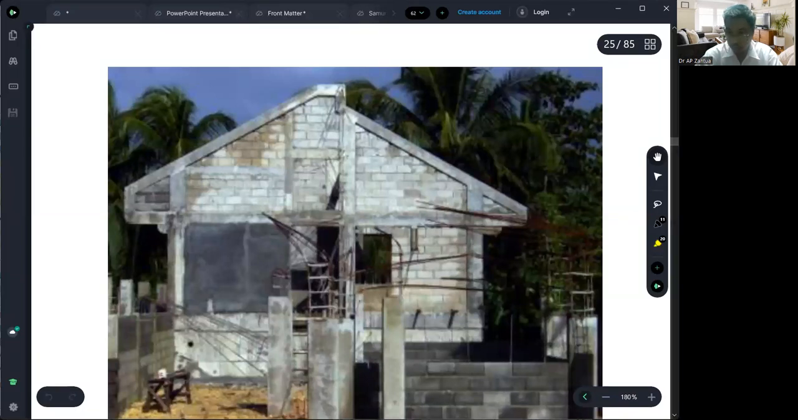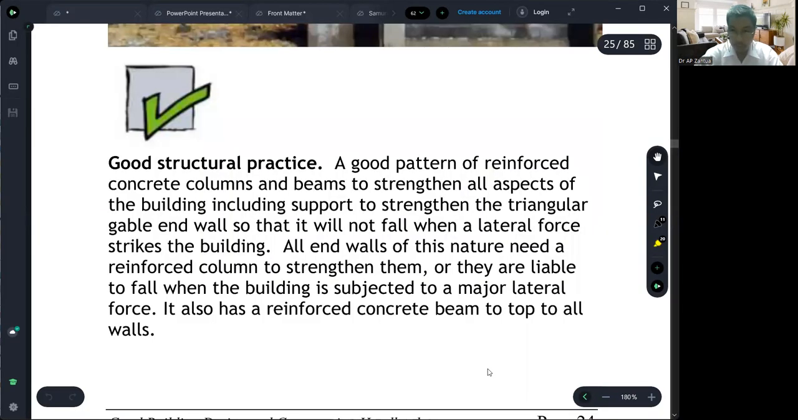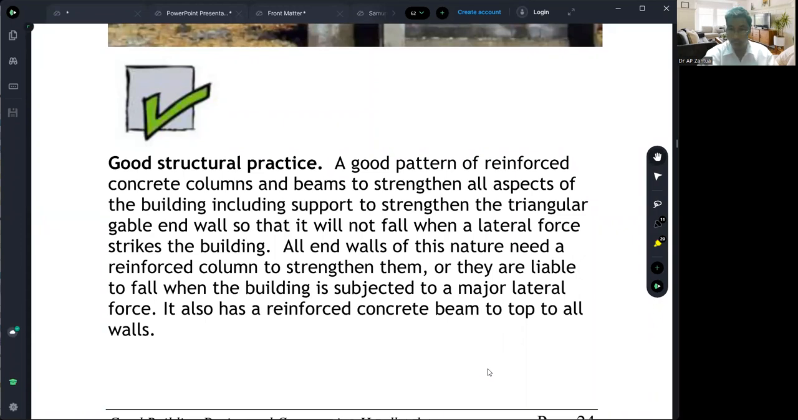So this is a good design practice because we have a good pattern of reinforced concrete columns and beams to strengthen all aspects of the building, including support for the triangular gable and wall. So that is the triangular gable and wall that needs to be reinforced with the column, or they are liable to fall when the building is subjected to major lateral force.